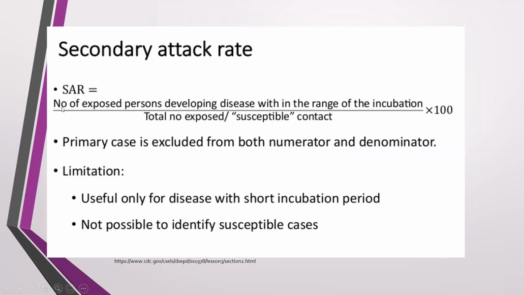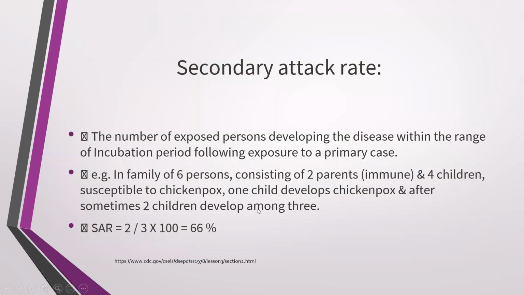For example, the number of exposed persons developing the disease within the range of the incubation period. This is important: when the persons were exposed to the primary case, during the incubation period, how many persons developed the disease after exposure, divided by the total number of exposed or susceptibles, times 100. It's also a percentage. But there are some limitations to this secondary attack rate: it's useful only for diseases with a short incubation period, and it is not possible to identify the susceptible cases.